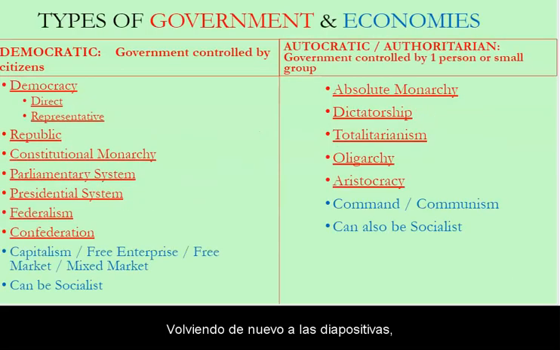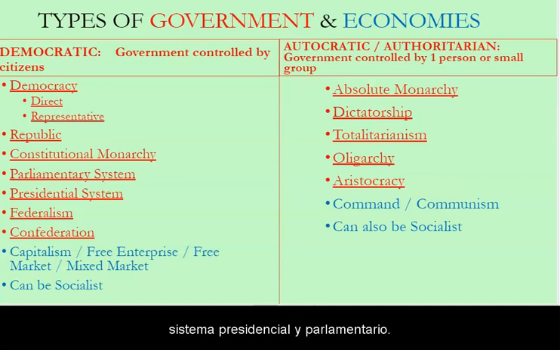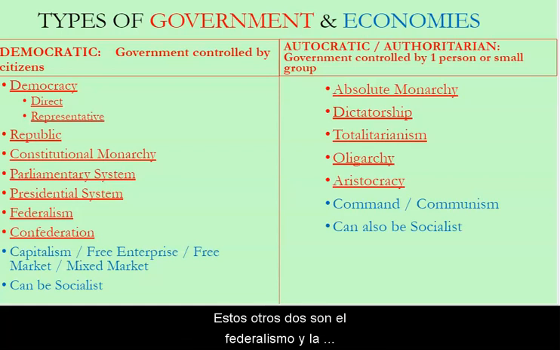So I'm returning back to this slide, again, our original slide, to divide the democratic and autocratic types of government, and we've talked about so far democracy, republic, constitutional monarchy, presidential, and parliamentary systems. These other two, federalism and confederation, we're going to talk about also. Let's take a look at those two.